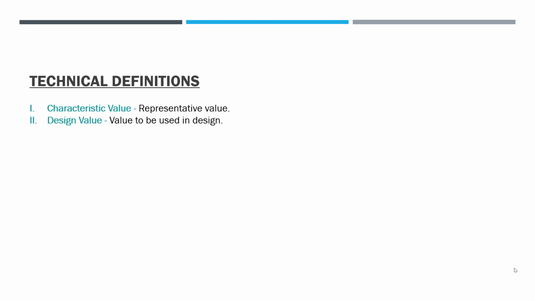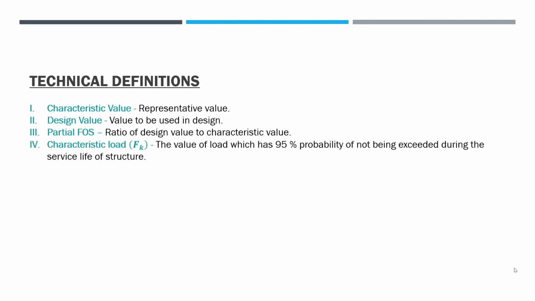Design value: the value to be used in designing that provides adequate or desired margin of safety is known as design value. Next is partial factor of safety. The ratio of the above two values, greater than unity, is known as partial factor of safety.